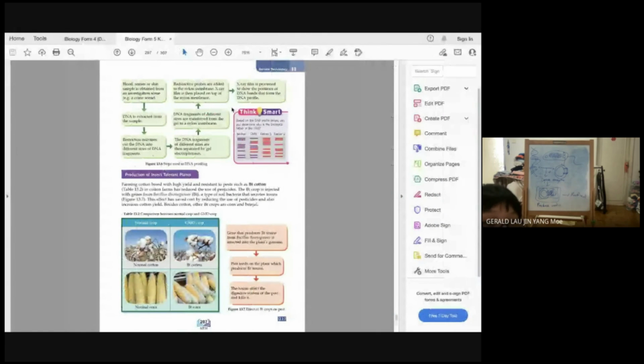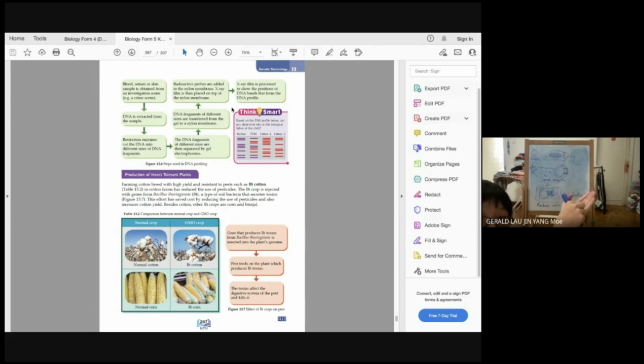Okay, so basically, blood, semen, skin, anything that contains the genetic information or DNA is extracted, and then you cut the DNA into different sizes of DNA fragments, and then the DNA fragments of different sizes are separated by gel electrophoresis. Okay, you separate the DNA fragments first with gel electrophoresis, and then you transfer onto the nylon membrane. If you watch CSI, then you understand the process. And then radioactive probes, like X-ray, will shine on the nylon membrane.